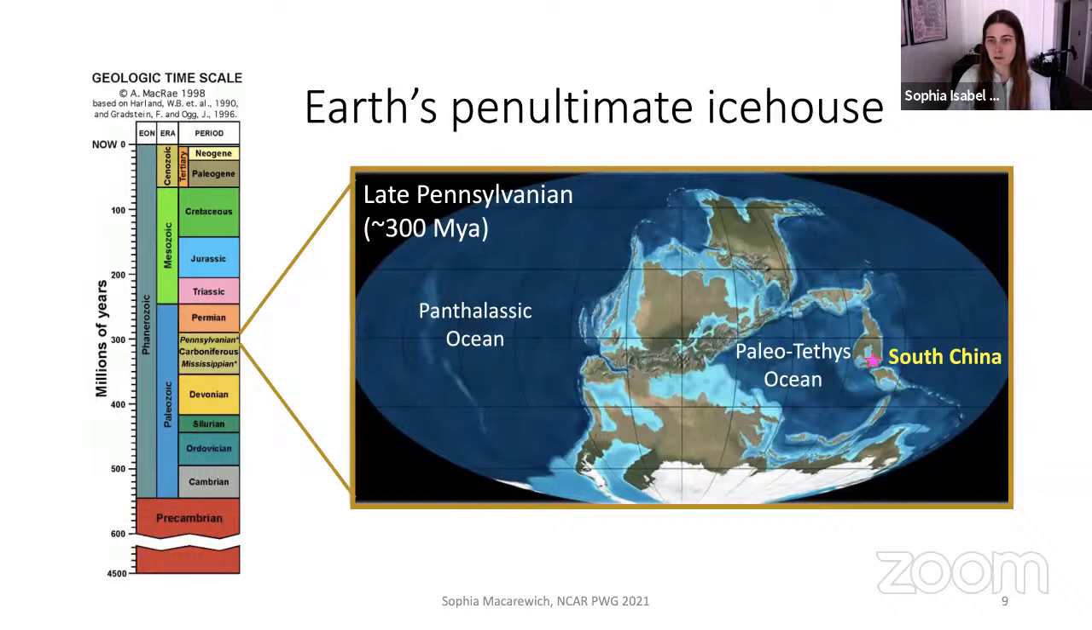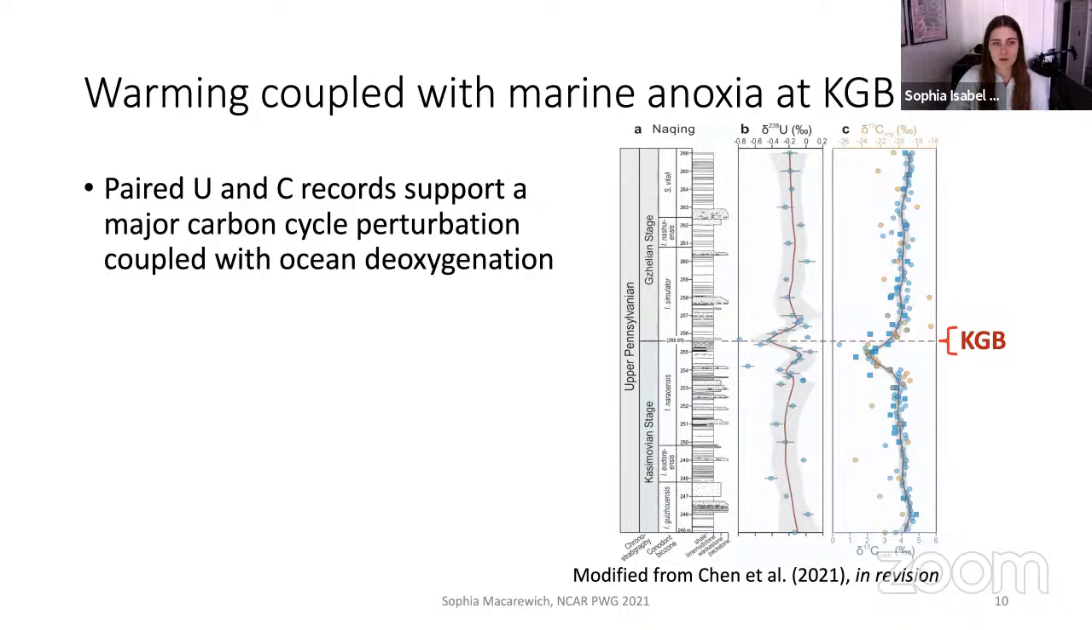Before getting into the evidence for deoxygenation, I just want to show you the location of the records that were analyzed for this study. This is the location in South China, which essentially sits on the border of the Paleotethys and the Panthalassic Ocean. There's evidence that this warming across the KGB was coupled with marine anoxia.